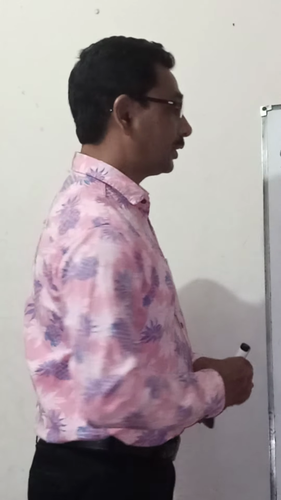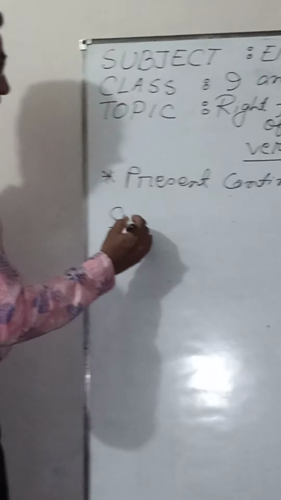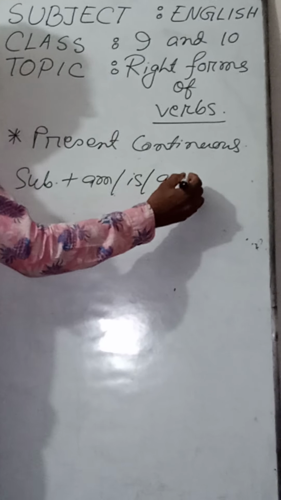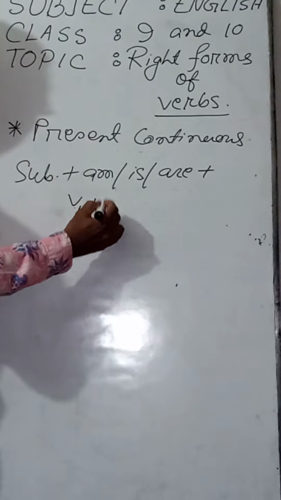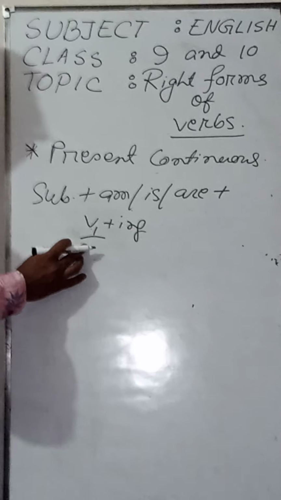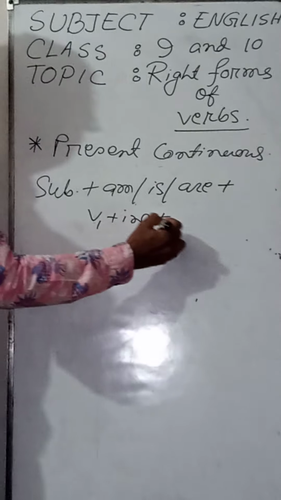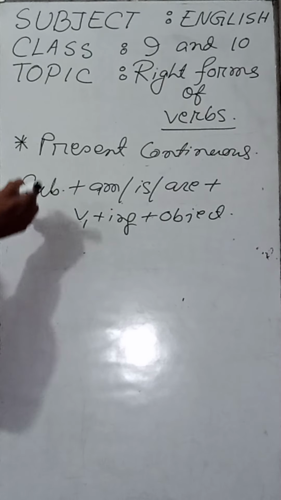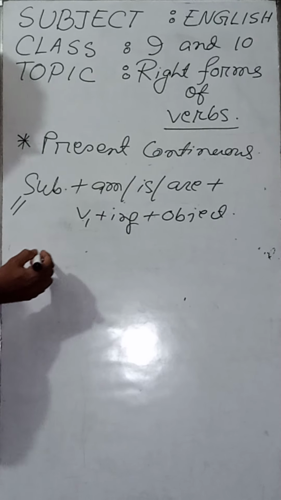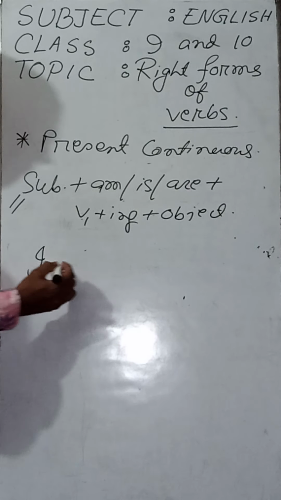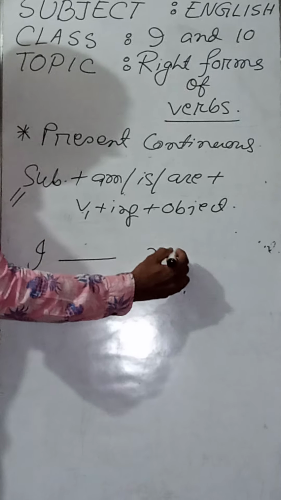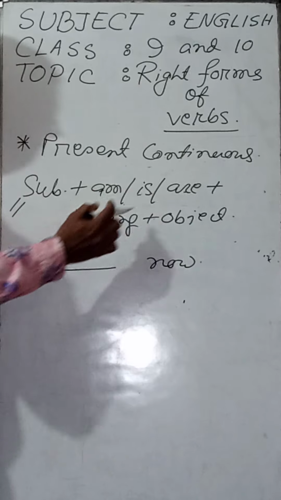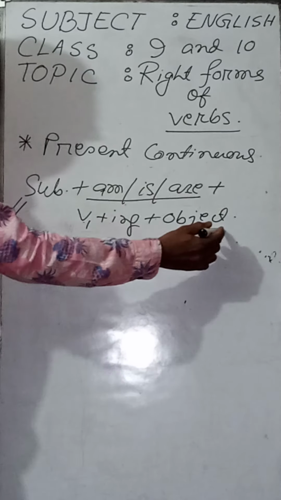And what is the structure of present continuous tense? Subject, auxiliary verb am, is, or are, plus V1 plus ing. V1 means the present form of the verb, I mean the main verb, plus object. This is the structure of present continuous tense. For example, subject, am, is, are auxiliary verb, V1 plus ing plus object.